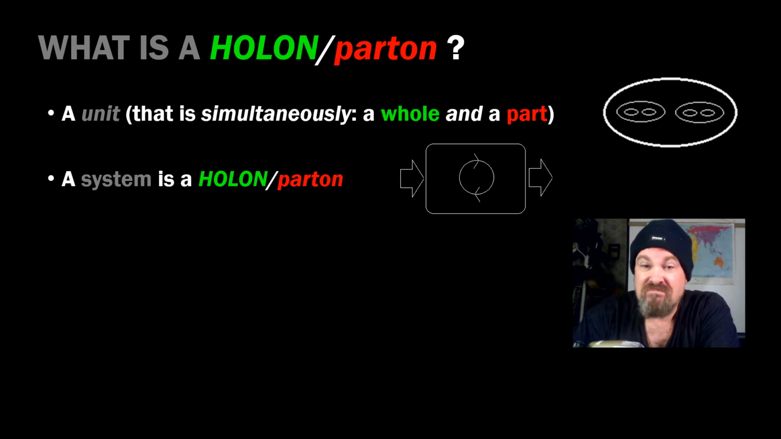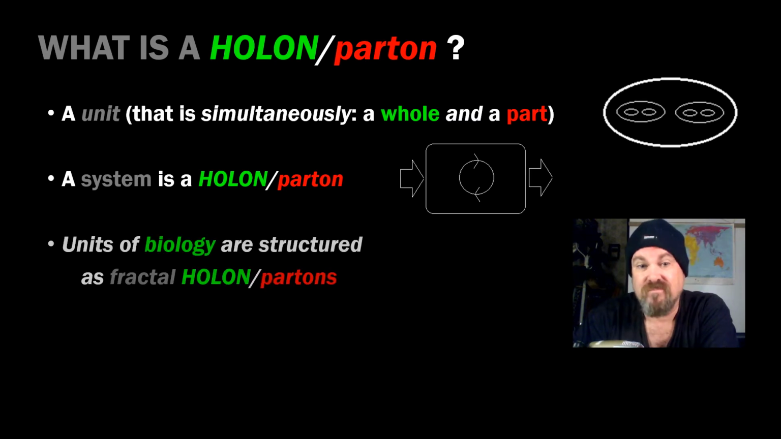So a system just has inputs and outputs and an algorithm or a processor inside it, or maybe many processors if it has many subsystems. Anyway, there's a symbol for a system. So a system is a hold-on parton, whether the system is biological or biocultural, say.